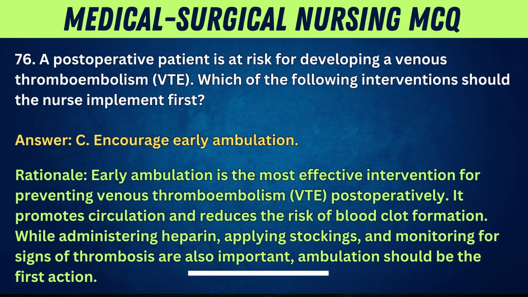Rationale: Early ambulation is the most effective intervention for preventing venous thromboembolism, VTE, postoperatively. It promotes circulation and reduces the risk of blood clot formation. While administering heparin, applying stockings, and monitoring for signs of thrombosis are also important, ambulation should be the first action.